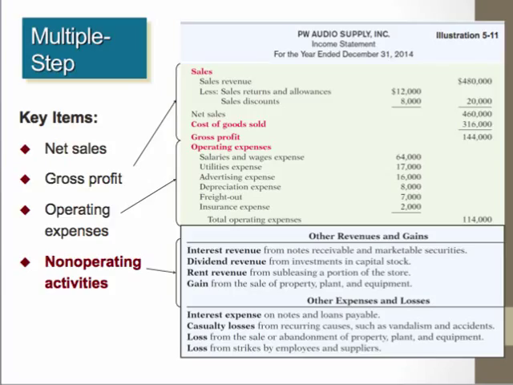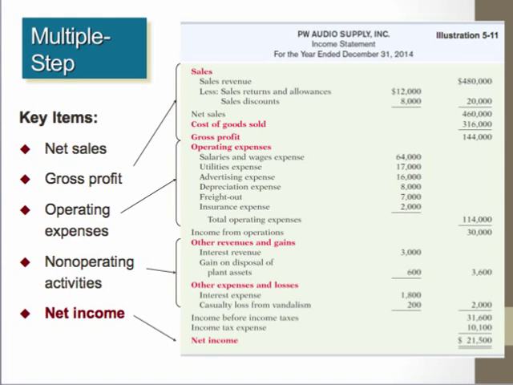Some examples of non-operating activities include interest revenue, dividend revenue, rent revenue, and gains from the sale of property, plant, and equipment, or interest expense, casualty losses, which are losses that are incurred from destruction or vandalism to our property, as well as any other losses that aren't part of our daily operations. Then, after we take into account our income tax, we come up with net income.